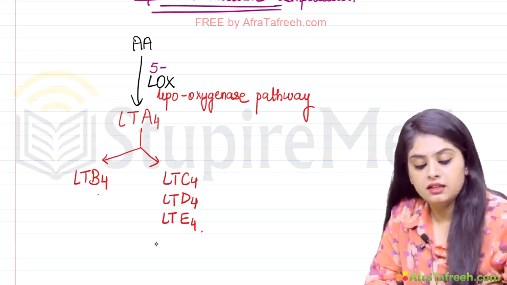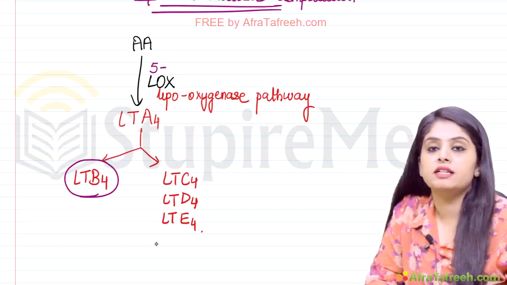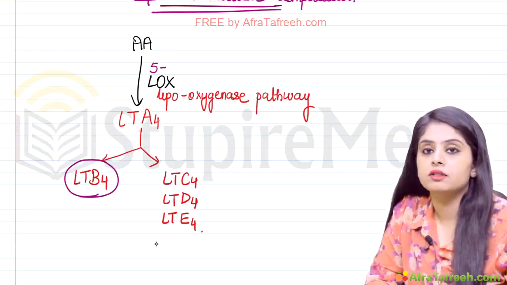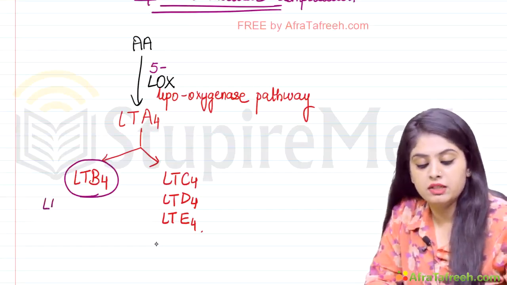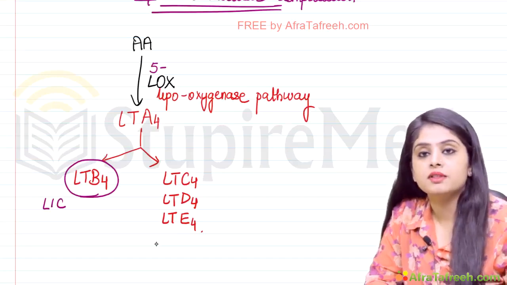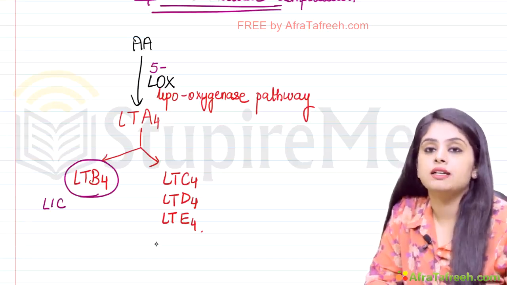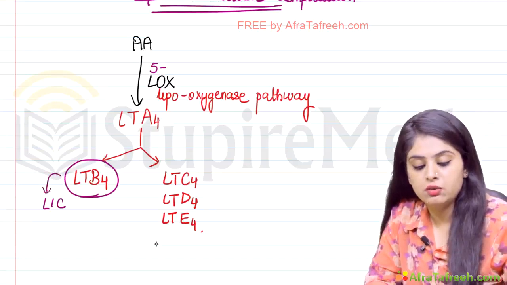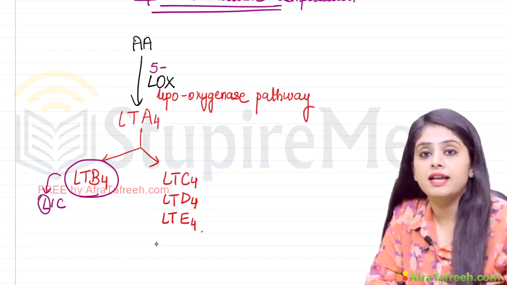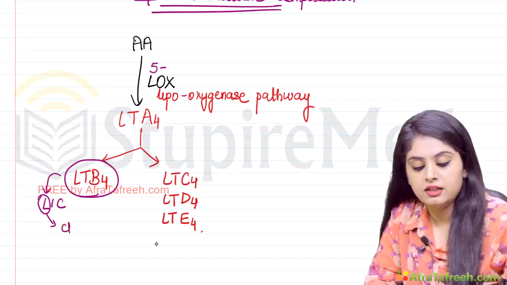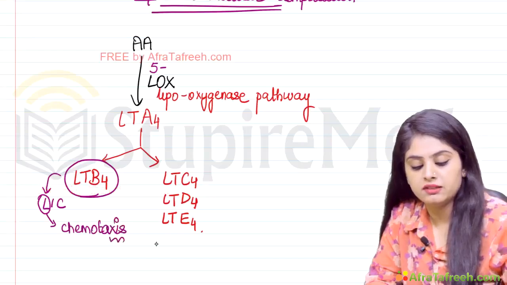Now, is there any step of inflammation where we had read leukotriene B4? Yes, remember we did a mnemonic LIC for chemotactic agents. Over there, leukotriene B4 was the L. These are chemotactic agents. They are going to help in chemotaxis.